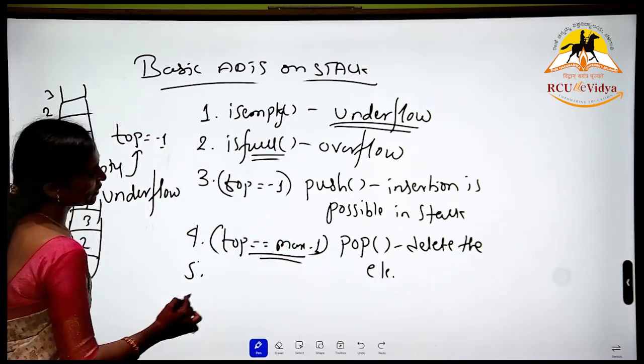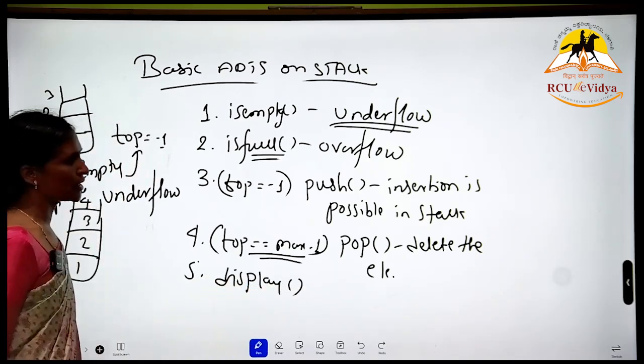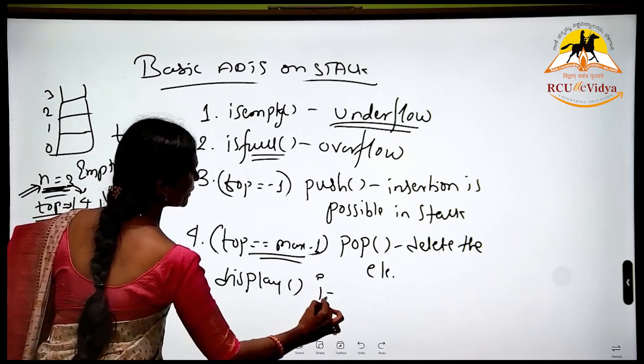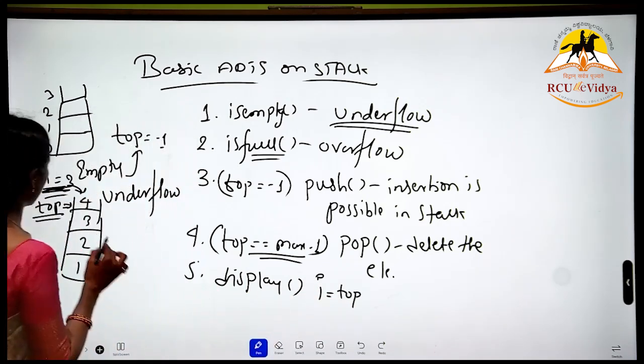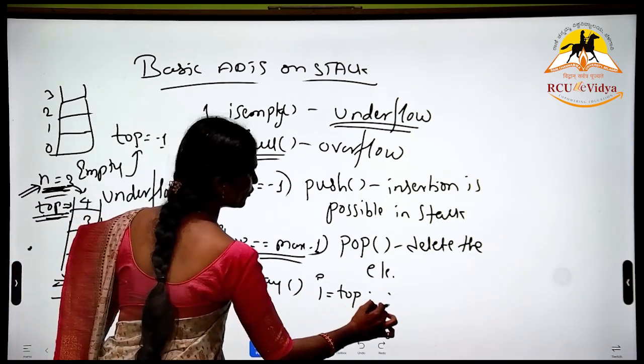Next, you can display, that is, traverse the elements in the stack. From where should it start? The indexing should start with i given to the top, and continue until it reaches -1. That is the condition where it should stop.